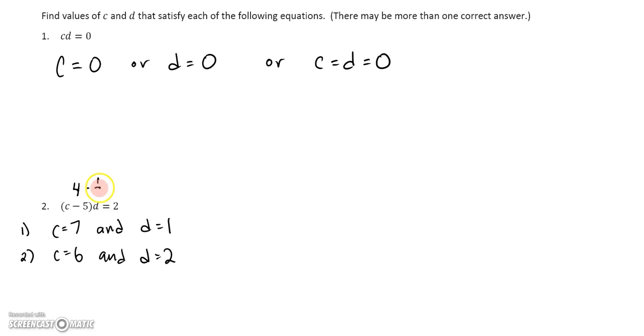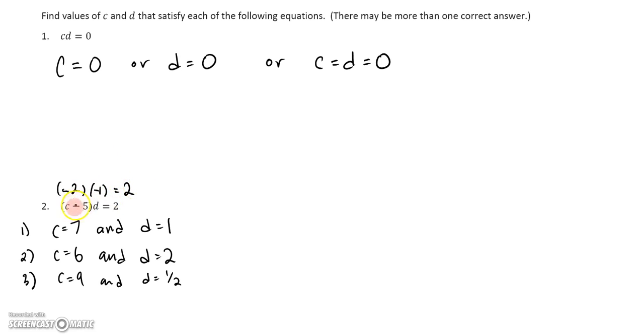4 times what makes 2? Well, 4 times 1/2 equals 2. So c minus 5 is 4. So what would c be? 9. c could equal 9 and d could equal 1/2. Holy smokes. How many different ways do you think we could do this? We could do negatives. We could make this negative 2, and we could make this negative 1.